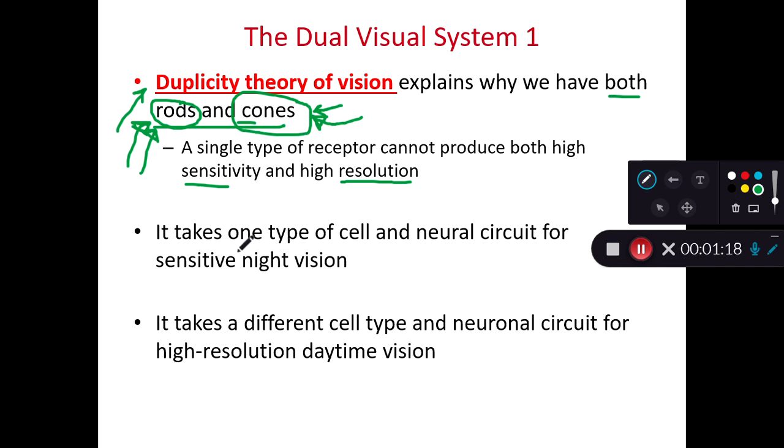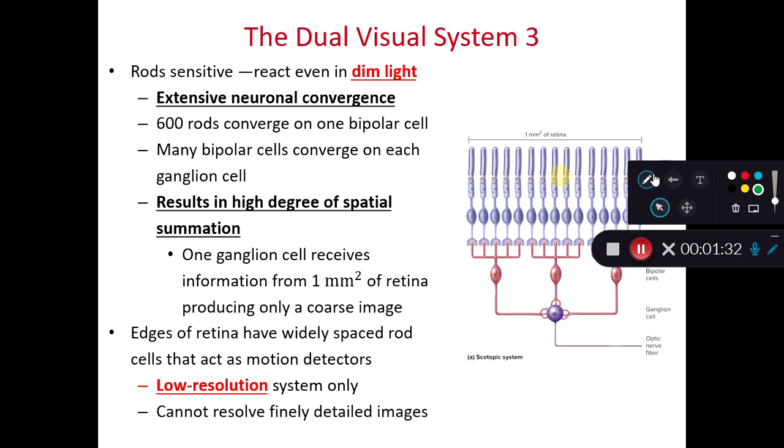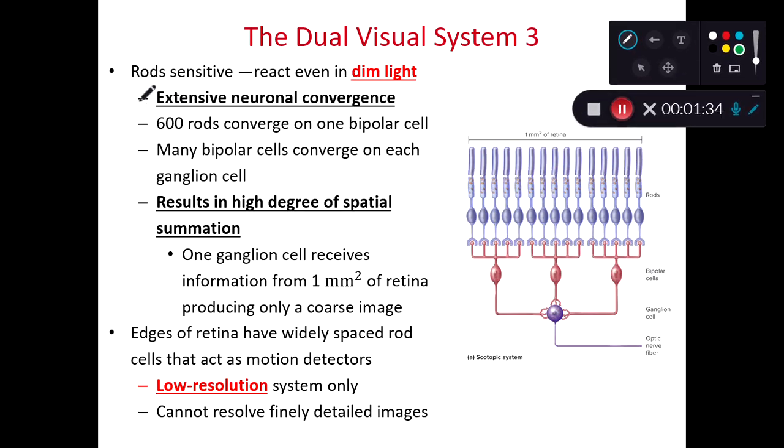So as we look at these cells, it's worth emphasizing that it takes one kind of cell and neural circuit for sensitive night vision, aka the rods. And it takes a different kind of cell, the cones, for that high resolution daytime vision. So rods react in dim light. And when we think of rods, there's lots of neuronal convergence.